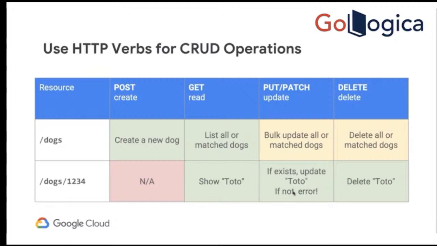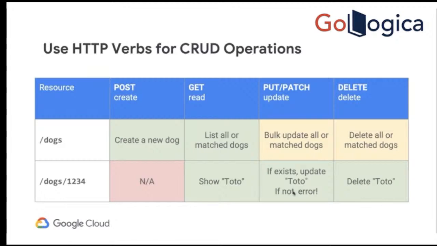Now if we are doing dogs slash 1 2 3 4, in that case post is not valid, it will not do a create. We cannot do a create because we are already using the dog identifier in the path, so that dog already exists. Obviously, that is the assumption. Then only we will have this ID. Then get will do a retrieval. Put and patch will do an update if they exist.